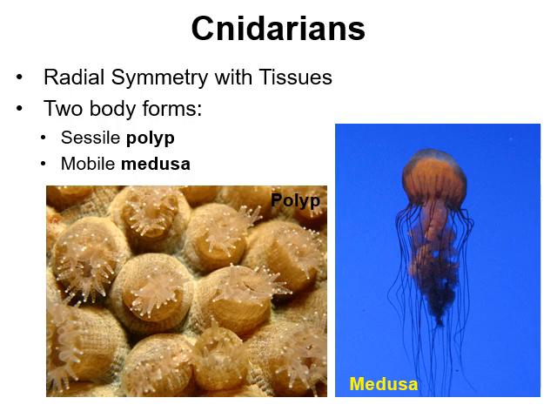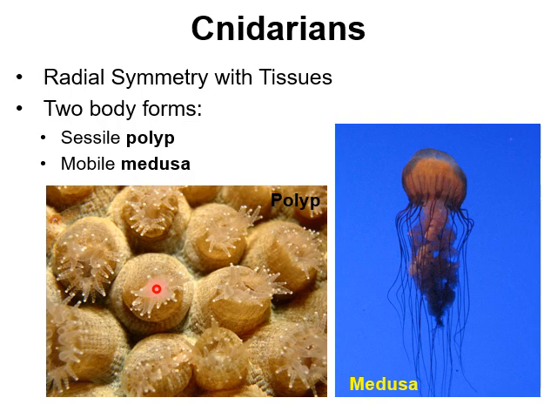So cnidarians are characterized by being radial in their symmetry and by having tissues. If you look at this jellyfish, for instance, if you were to look at it from the top, it would look like a circle. And there would be one center point and everything kind of originates out from that central point. Or if you look here, this is a close-up view of what a coral looks like. And this is what's known as one individual coral polyp. And you can see there's kind of a central point, and everything radiates out from that.